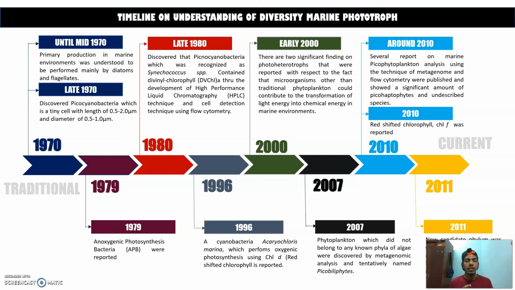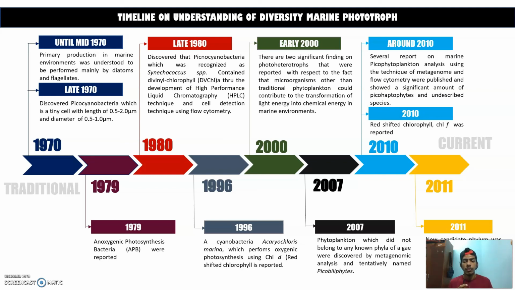So this is the timeline of the understanding of diversity. First, the traditional view starting at 1970, which is the understanding of diatoms and flagellates as the main primary producers, and in the late 1970s, the discovery of picocyanobacteria. In 1979 is the discovery of AAPB, the anoxygenic phototrophic bacteria. In 1980s is the discovery of picocyanobacteria named Synechococcus and Prochlorococcus. In 1996 is the discovery of the cyanobacterium Acaryochloris marina, which has chlorophyll D. In the early 2000s is the finding of the two significant photoheterotrophs, AAPB and proteorhodopsin.